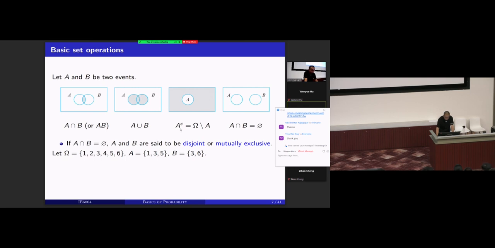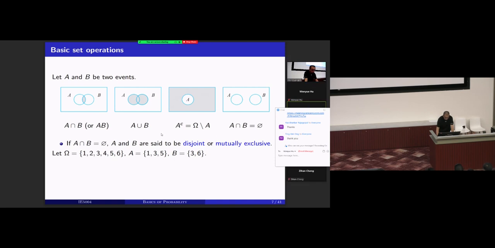And this is a complement. So this rectangle is the sample space. This shaded area is in the sample space but not in A, right? So it's a complement. And we may consider a special case. This is A, this is B, but they don't have common elements. So if the intersection of A and B is the empty set, in this case, A and B are said to be disjoint or mutually exclusive. So the intersection of them is empty.